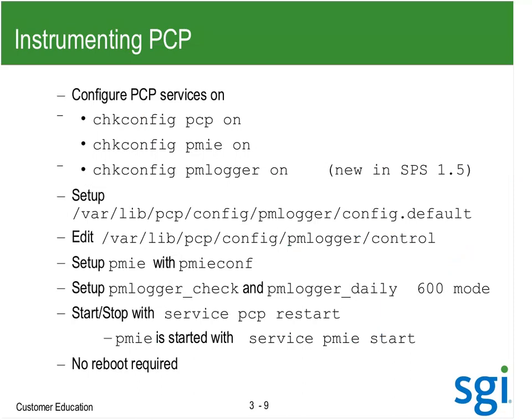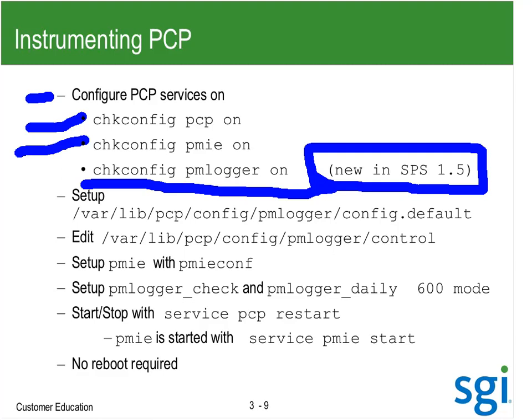Almost done. Configure PCP. Now, I'm going to already have it on, but check config PCP on and check config PMIE on. I'm going to demonstrate this tomorrow. I'm not going to do a demo on this right now. But I need all of you to be aware that with the last November's release of SGI Performance Suite 1.5, we went to a newer PCP-based distribution, and there is now a pmlogger on. I don't know if that's in your lab procedure yet.